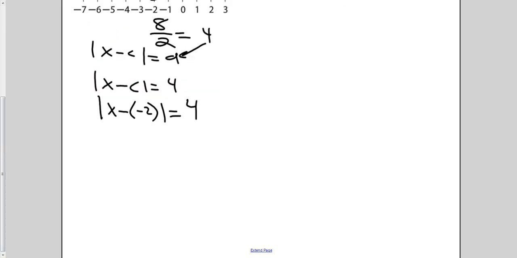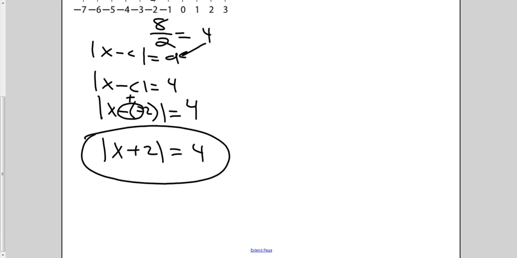And since I can't leave it this way, I want to make sure that I simplify as much as I can. I recognize that when I have two negatives next to each other, that's going to become positive, and I get the absolute value of x plus 2 is equal to 4. And this is my absolute value equation.